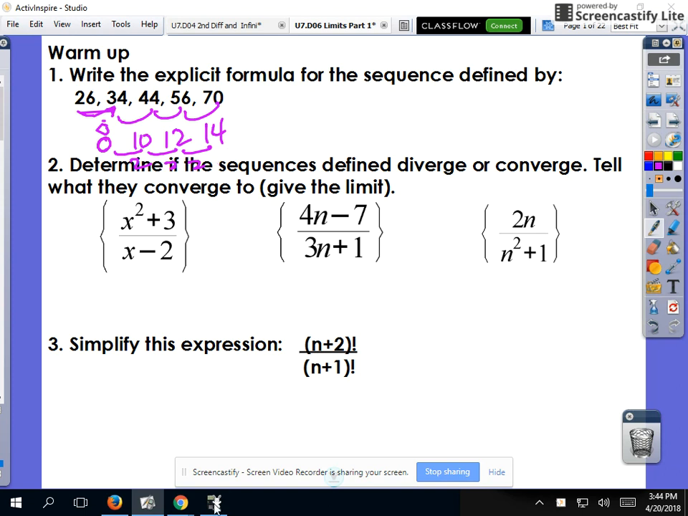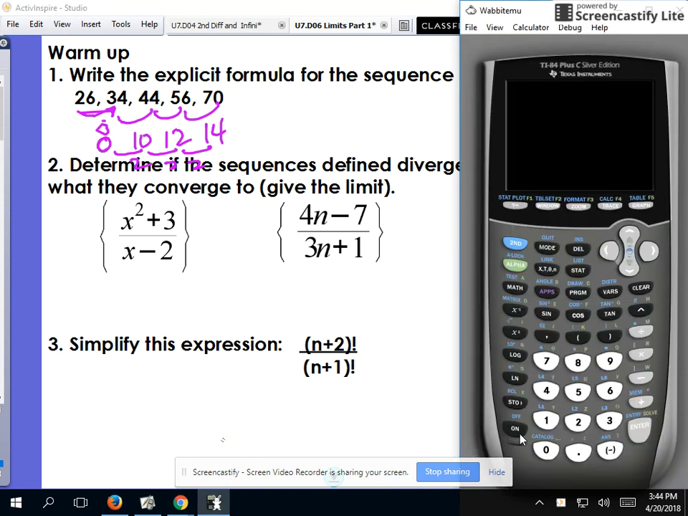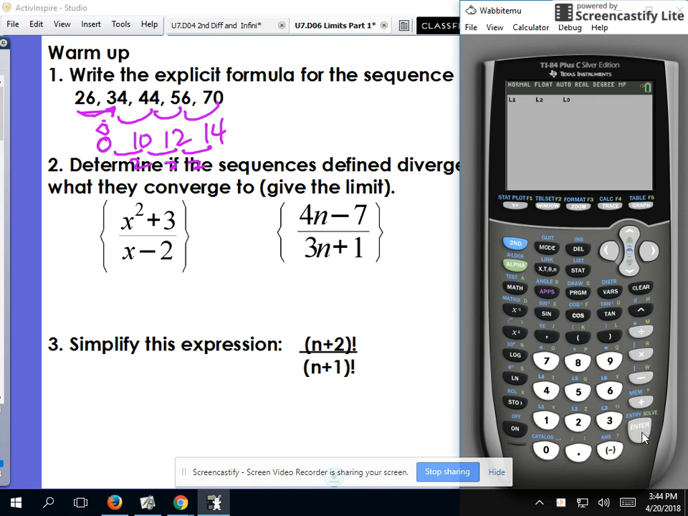So that means we can use our calculator to find the second difference. On your calculator, you go to Stat, you go to Edit. We only have 5 given, so we can write it as 26, 34, 44, 56, and 70. Then go to Stat, go to Calculate, and go down to Quadratic Regression, like we did yesterday, press Calculate, and we end up with n squared plus 5n plus 20.